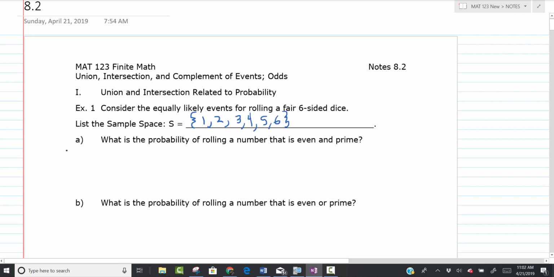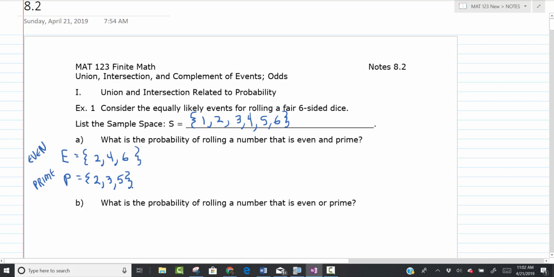So what I'm going to do is define two sets. I'm going to let E be the even, and we're going to list out all the possibilities there. The possibilities of even numbers would be 2, 4, 6. And then I'll use P for prime. The prime numbers out of this group would be, remember, prime numbers start with 2. They're numbers only divisible by 1 and themselves. So that would be 2, 3, and 5.